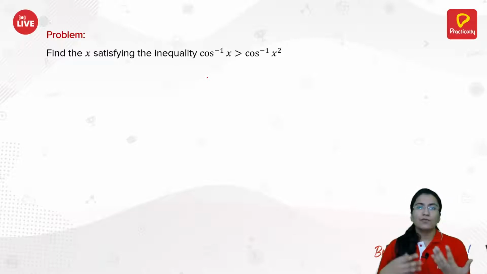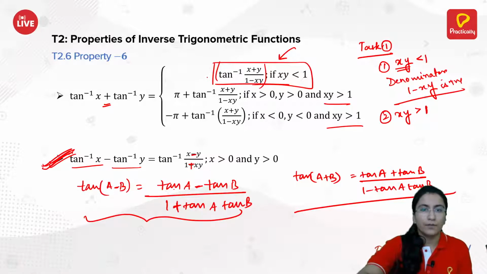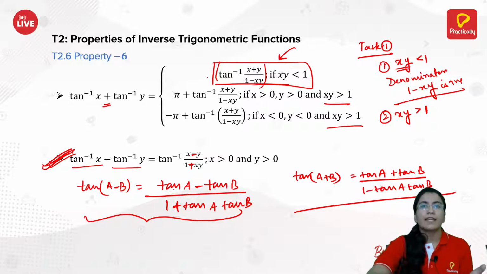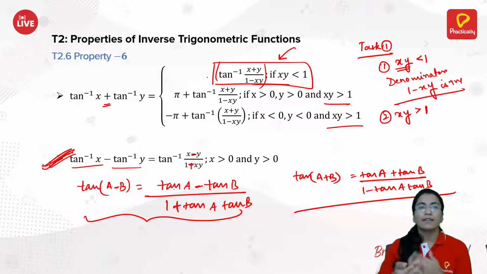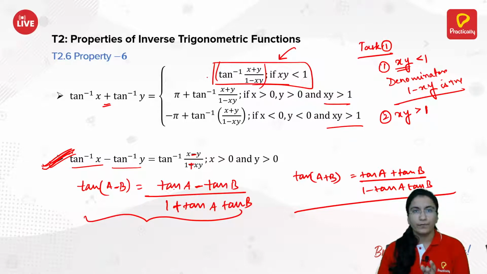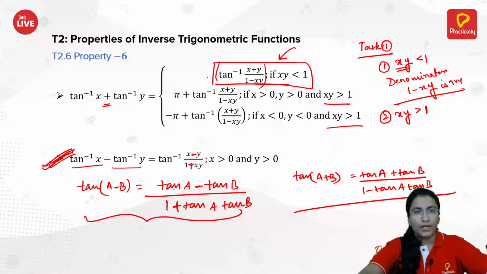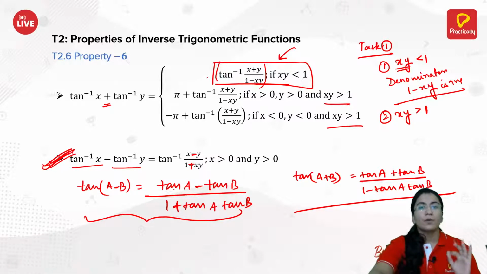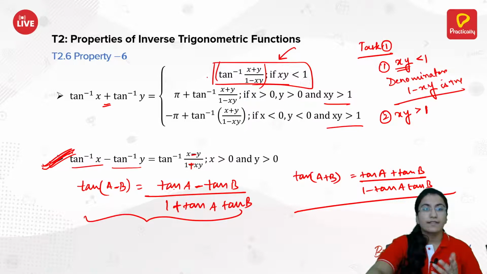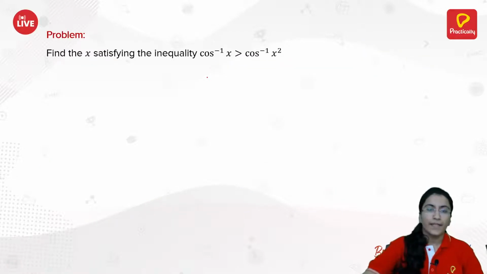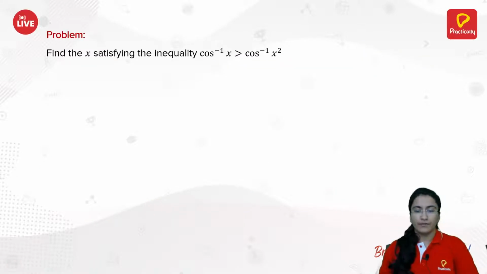But I suggest you don't remember this many properties, as work can be done easily if you remember just the formula for tan inverse. If you remember it, you can solve for sine inverse also by converting that sine inverse into tan inverse. So I suggest you remember this formula properly, and this much is enough so that you can solve questions related to sine inverse and cos inverse. Okay, let's solve this question.